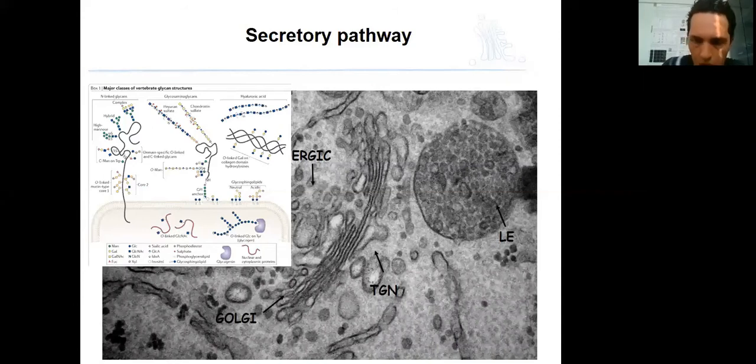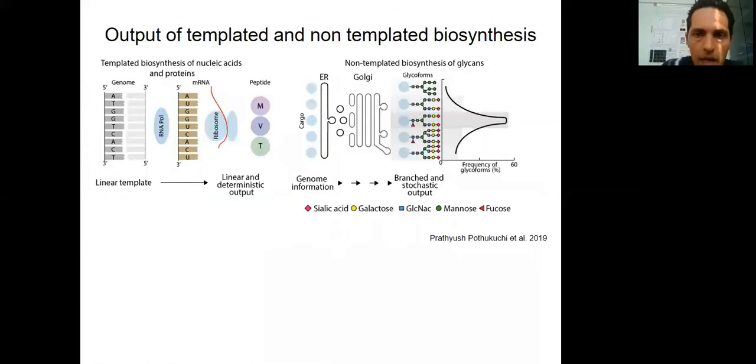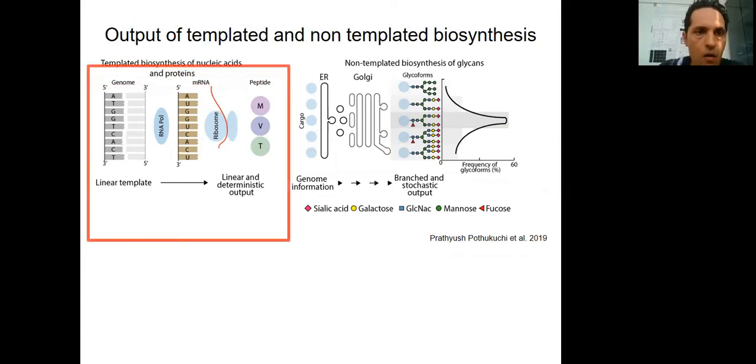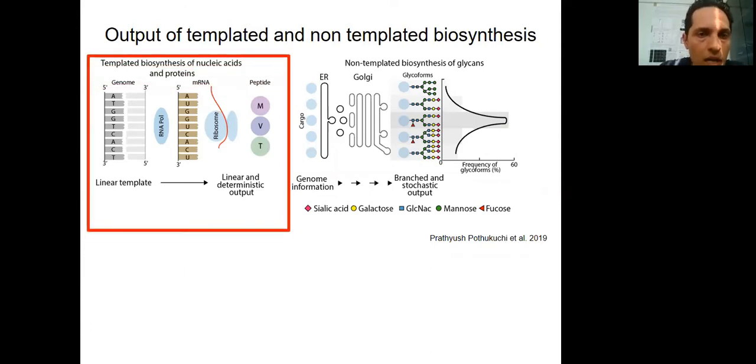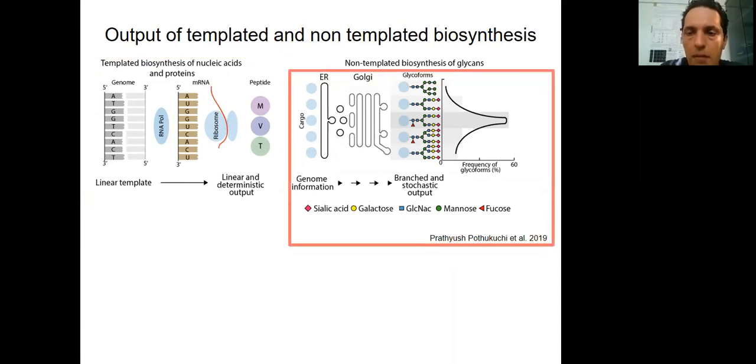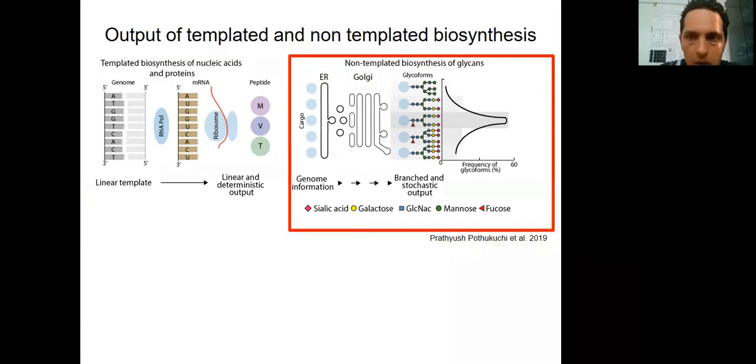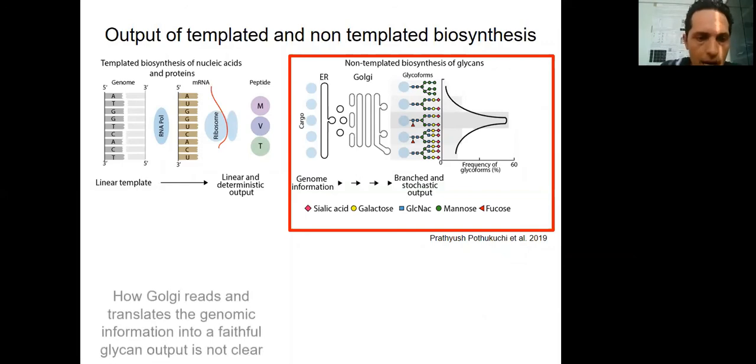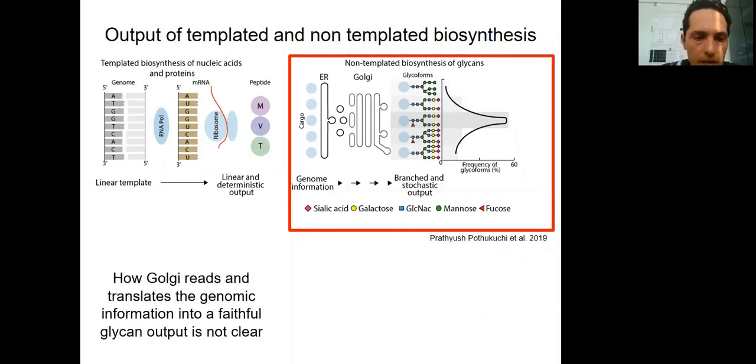functions. So this is a complex process, and while in the case of DNA, for example, we have a template where, starting from genome information, we can predict the final output, meaning a peptide or a protein, in the case of glycosylation, the biosynthesis of glycans is not based on a template. So the situation here is a bit more complex, because starting from genome information, the output will be stochastic.